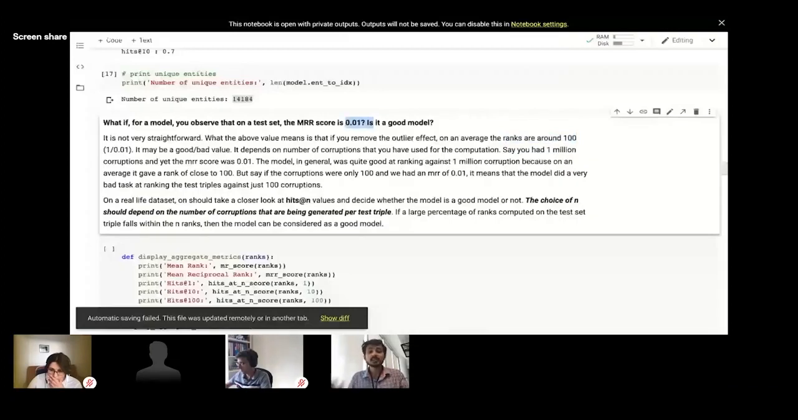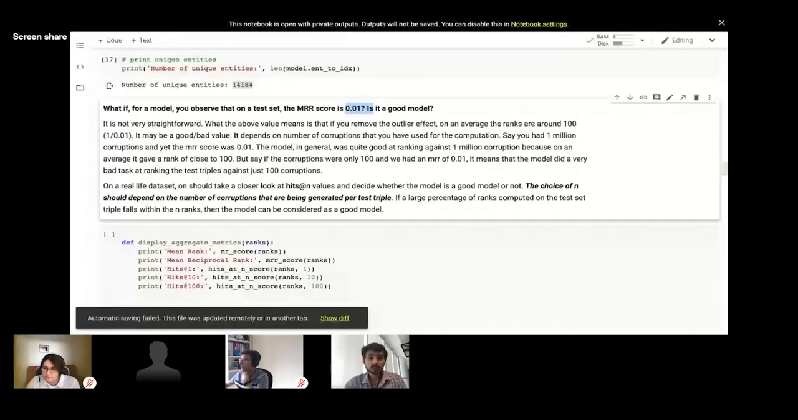But let's say you had millions of corruptions. In that case, an MRR of 0.01 would have been a good value. That means out of a million corruptions, only 100 corruptions were ranked above your true positive. So your model did quite well at ranking your true positive. Ideally, I'd go for the hits at n value.